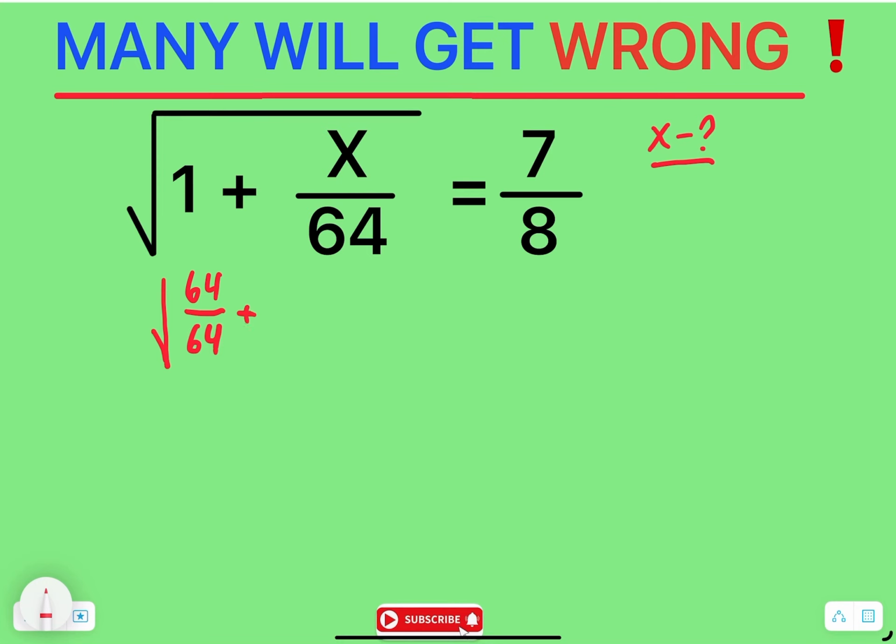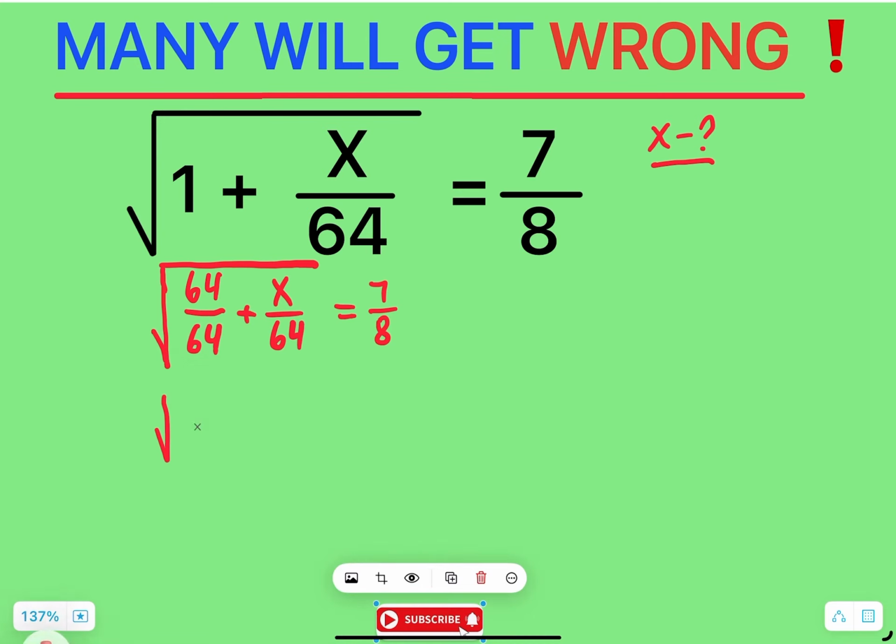Plus x over 64. So I made same denominator, which will be easier to add, right? Equals to 7 over 8. Next step. Under the square root, we will combine these fractions.